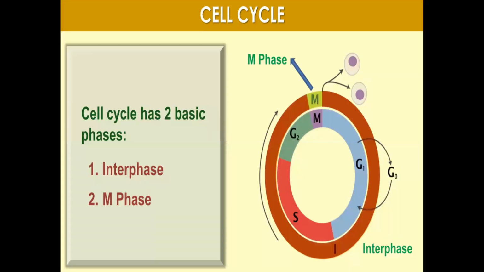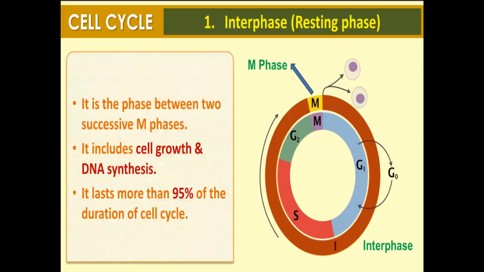Okay. Then cell cycle has two basic phases, interphase and M phase. Interphase, you can see the full red, and M phase is the smallest phase. M phase stands for mitotic phase. Now, interphase is the phase between two successive M phases. Between two M phases, that is between two cell division phases, there will be one phase called interphase. M phase is where the cell actually divides.